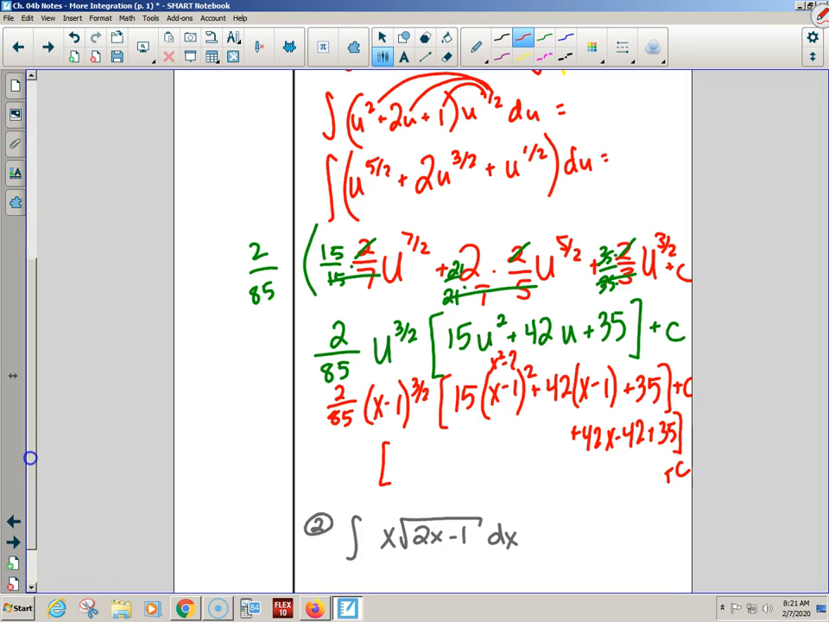We get x squared minus 2x plus 1 times 15, so 15x squared minus 30x plus 15.